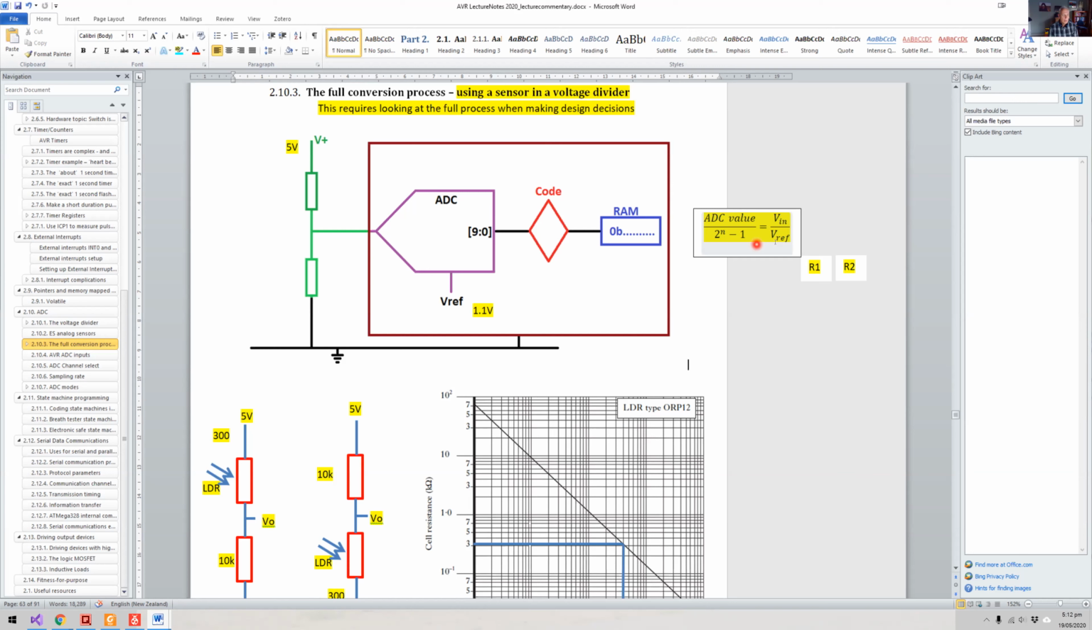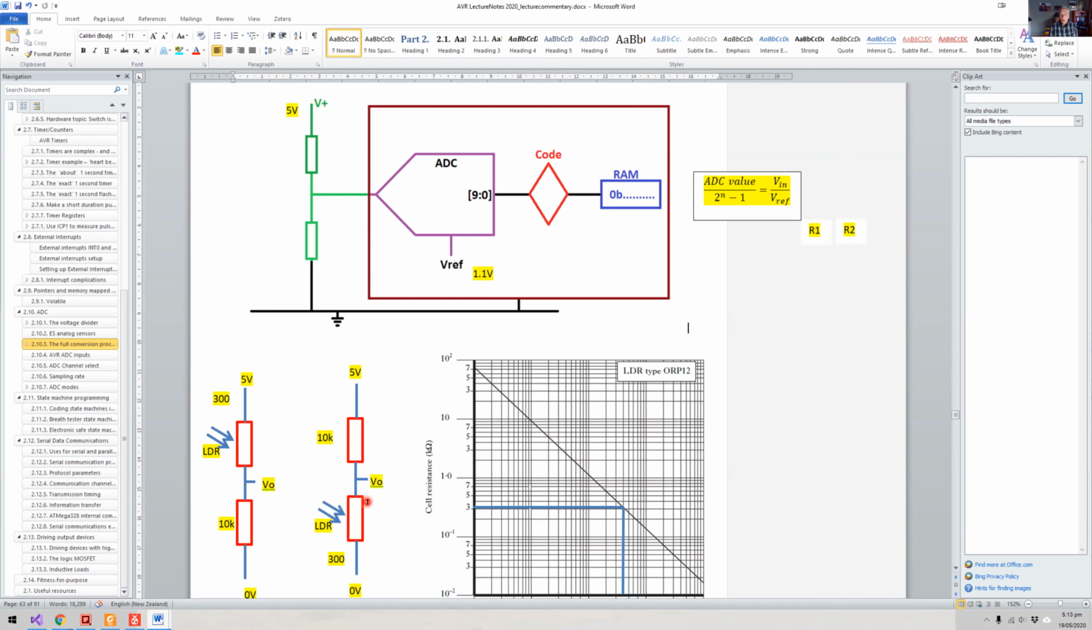So what I'm going to do is, if I've got 4.85 volts coming in here, and of course that exceeds the 1.1 volts, so this is going to max out at 1023, all ones. Now, the other side of the coin is, of course, I've got quite a low voltage, about 0.146 volts or something like that, coming in here. Then, of course, this is going to work quite nicely. We're going to get some value here, which makes a lot of sense.